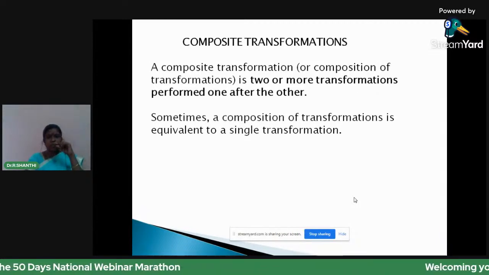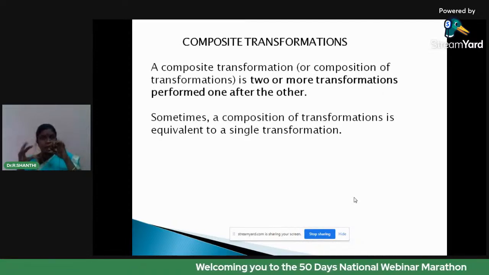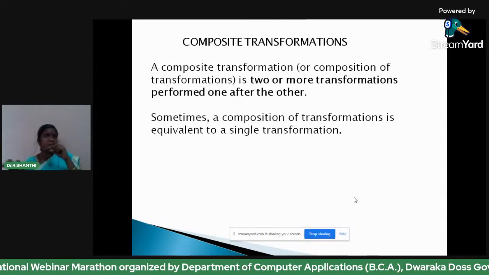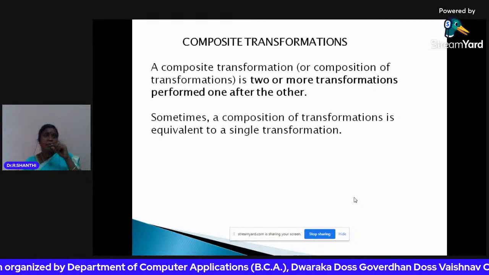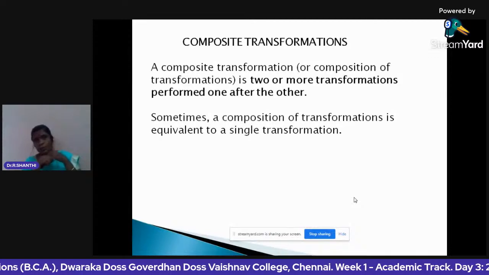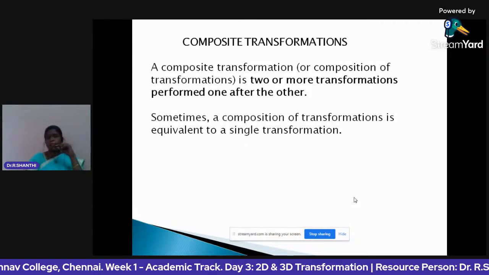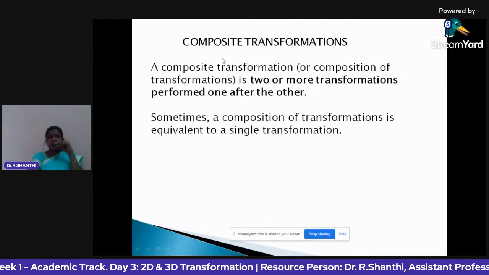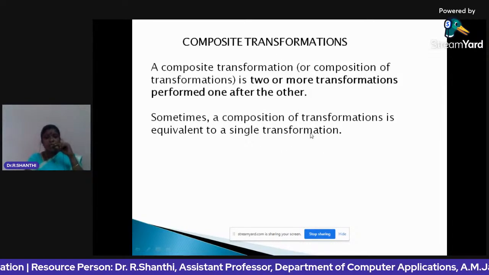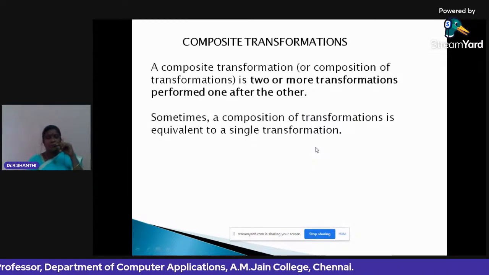It is two or more transformations. See, why do you go for composite transformation? In certain cases, because in the computer we are going to represent all the objects in the system, it cannot be represented in the form of a single transformation. So in order to represent a complex object, we go for a combination of transformations. As you know, the name itself indicates composite is a collection, right? Composition of transformations is equivalent to a single transformation. In some cases it behaves like a single transformation.